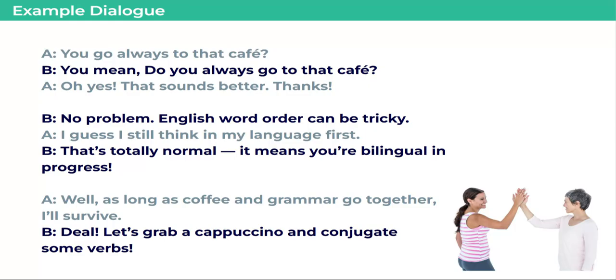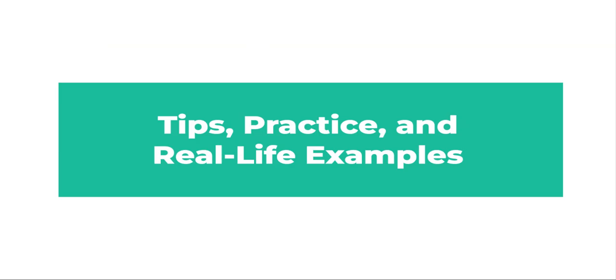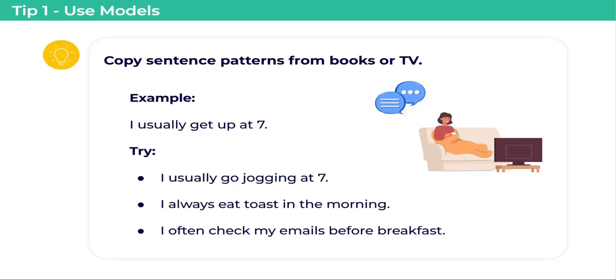So what are some tips and practice and real life examples? So we could copy sentence patterns from books or TV. So tip 1 is to use a model. For example, I usually get up at 7. So you could try, I usually go jogging at 7. I always eat toast in the morning. I often check my emails before breakfast.